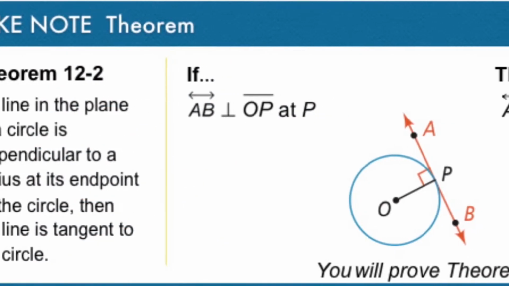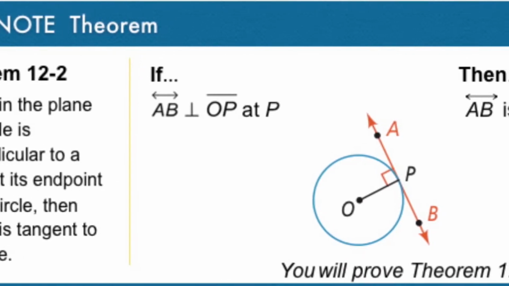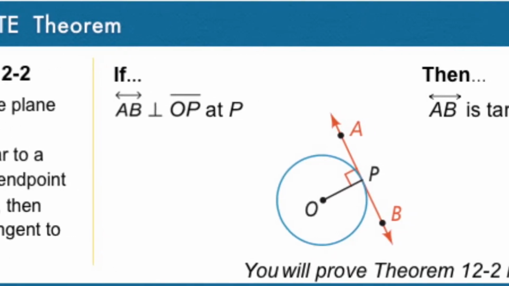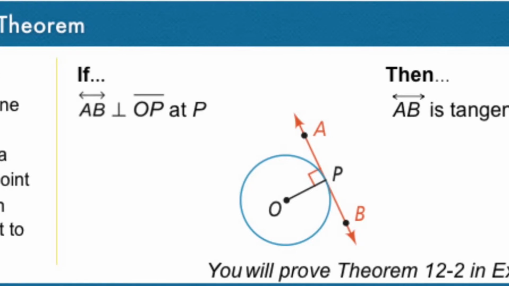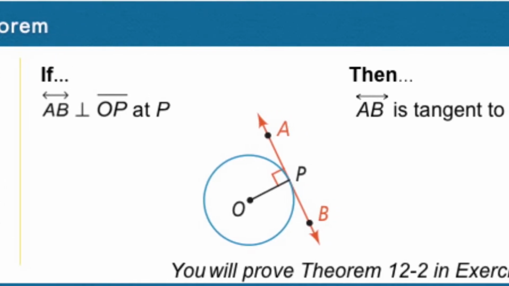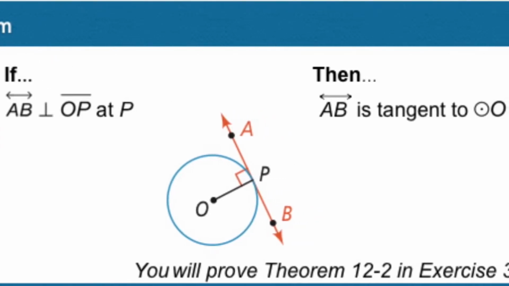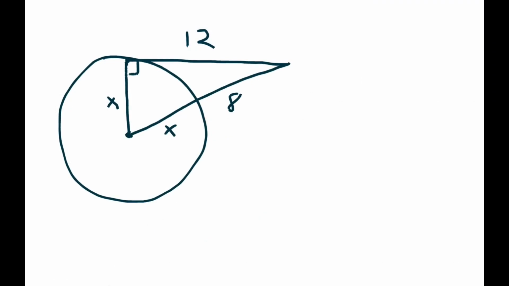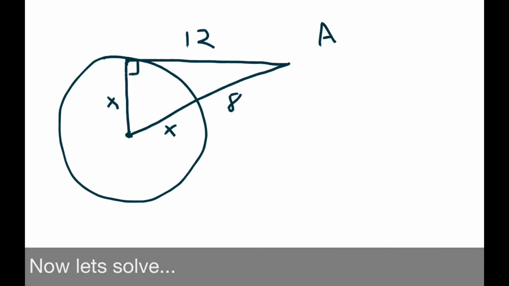Theorem 12-2 states that if a line in the plane of a circle is perpendicular to a radius at its endpoint on the circle, then the line is tangent to the circle. To find the radius, we can apply the Pythagorean theorem again. AC squared is equal to AB squared plus BC squared.